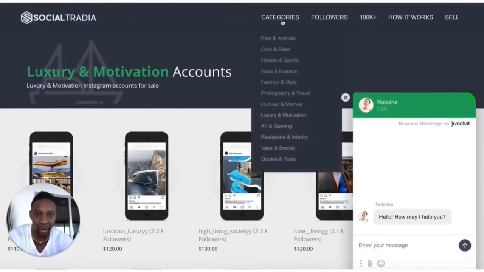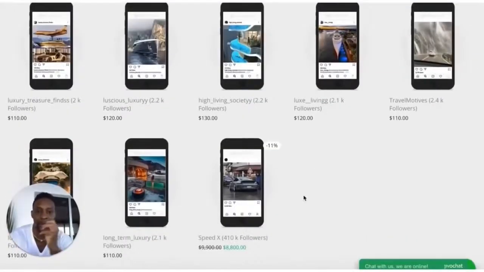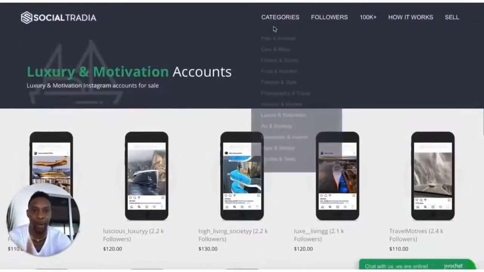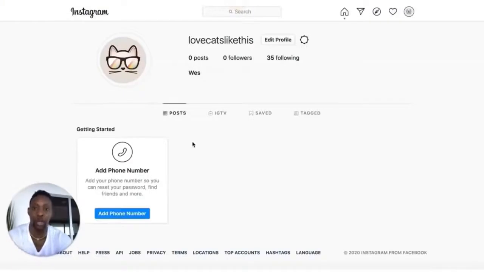Now, check it out. If you go to categories, I'm going to give you another way. If you go to luxury and motivation, this is very popular here. And say, you know what, I want to do this for the luxury and motivation category because it's a very popular category. You do the same thing that I told you before. You create a new account, okay? I just want to reiterate myself.